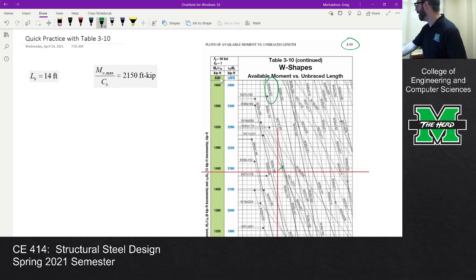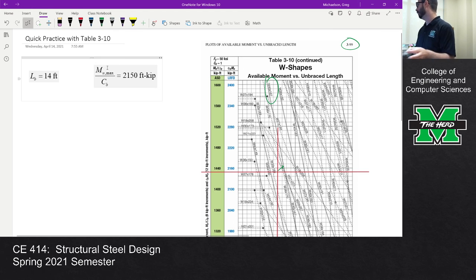But is everybody else able to find the W40 by 167? Do you all kind of see where we're getting that? Okay, good deal. Any questions before we call it for today? Like I said, this aid really isn't that bad. And if you look in the FE reference manual for steel design, you will find a snippet of this aid. So this is something that you could do on the exam.